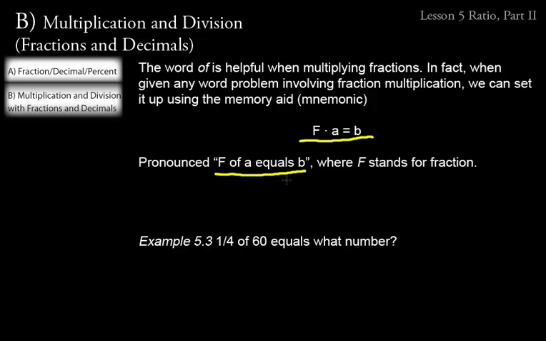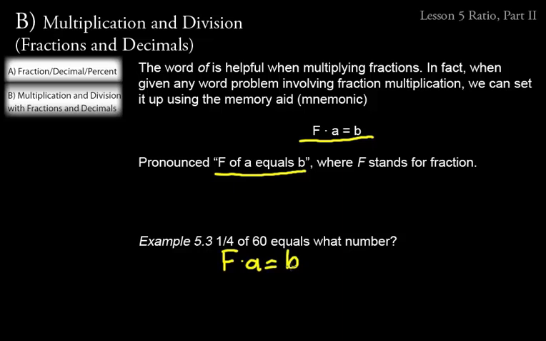So look at example 5.3. 1/4 of 60 equals what number? Well, we can see it's a fraction word problem, so let's write down our little formula, our mnemonic or memory aid. F times A equals B. F of A equals B. Do you see there's 3 parts to that? In these kinds of word problems, they'll give you 2 of the 3 parts. Otherwise, you can't solve the problem, right? You need 2 of the 3 parts to have just one unknown value left.